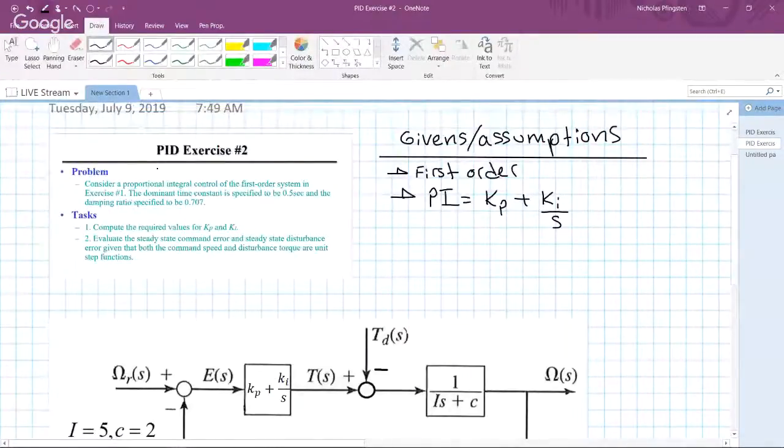Says the dominant time constant is specified to be 0.5 seconds. So they give us a time constant, tau, 0.5 seconds, and the dampening ratio to be specified to be 0.707. So there is our dampening ratio, zeta, 0.707.